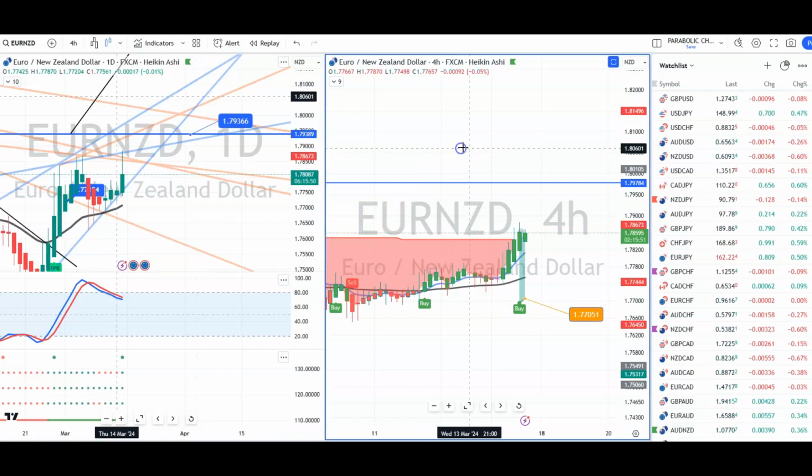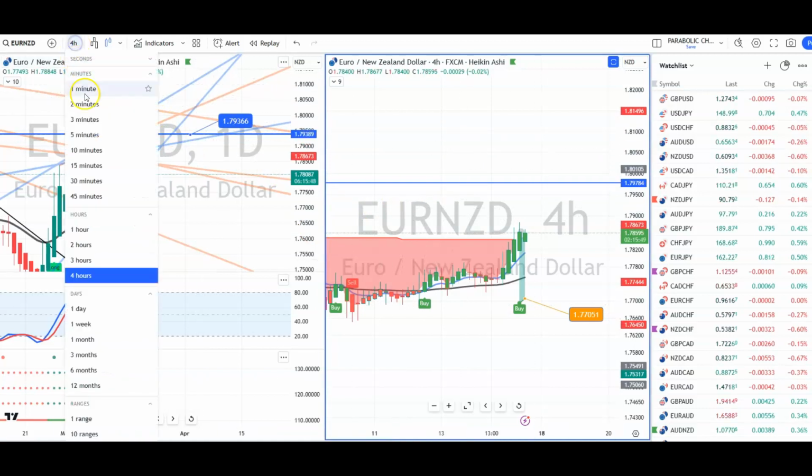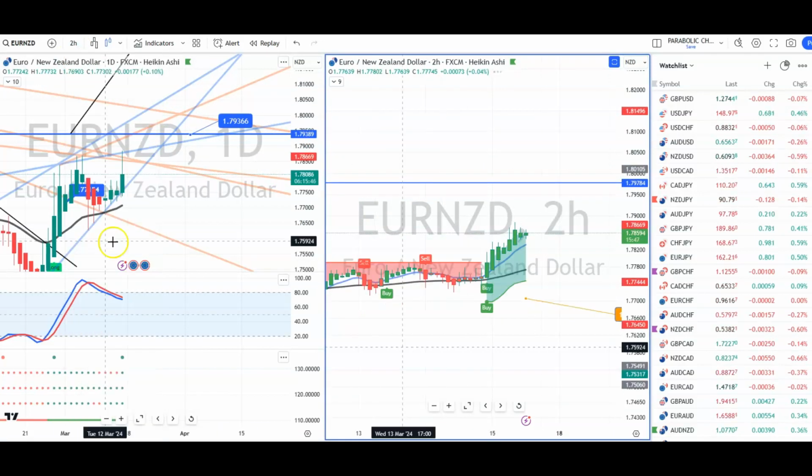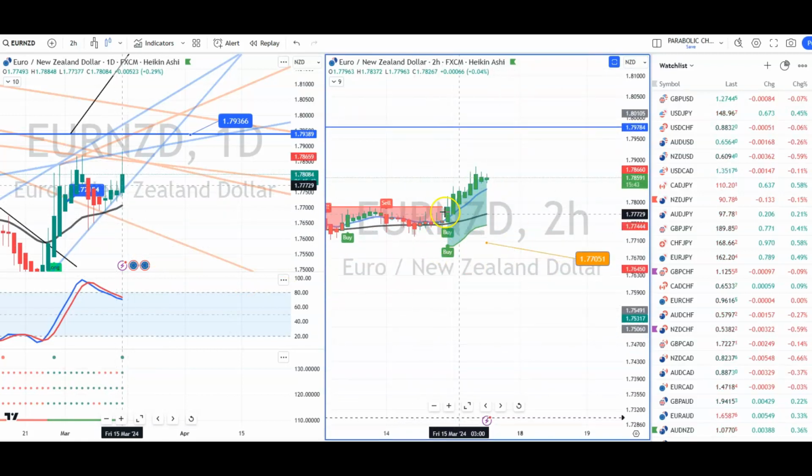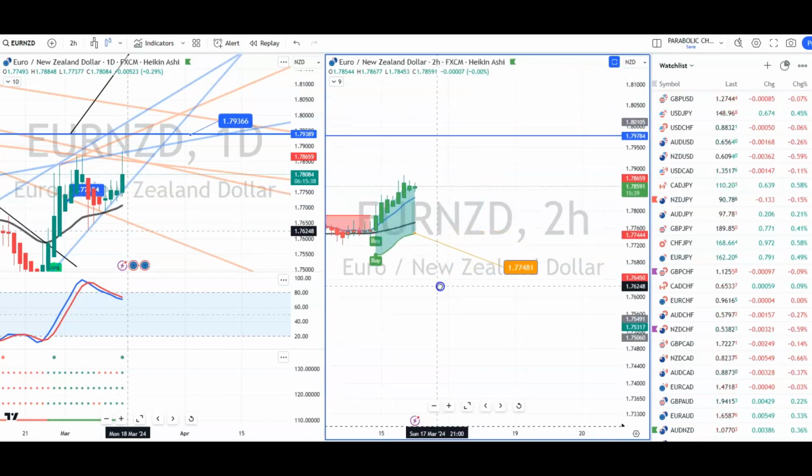But how do we know this is parabolic? We can go down to the 2 hour. Remember the euro yen? That wasn't doing this. So the 2 hour is confirmed as well. And if you want to trail the 2 hour, you're more than welcome. So just once a day, twice a day, you just pop in and move your stop like any investor does.